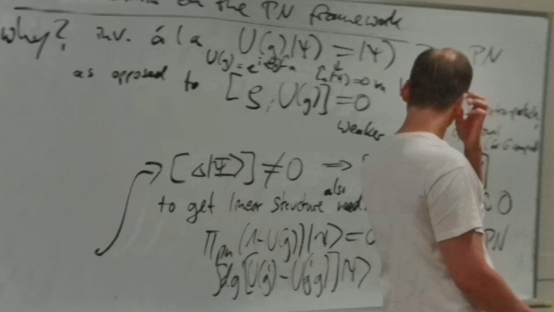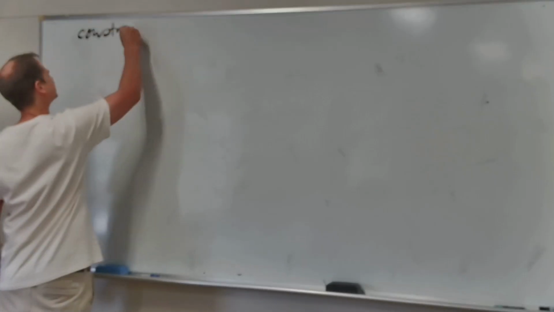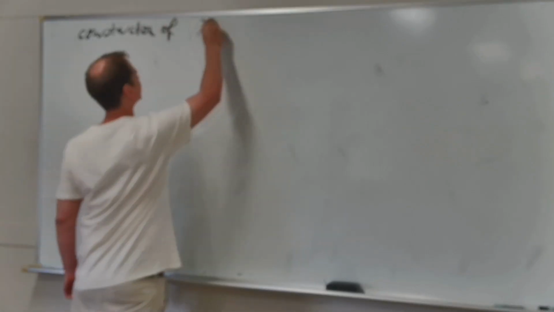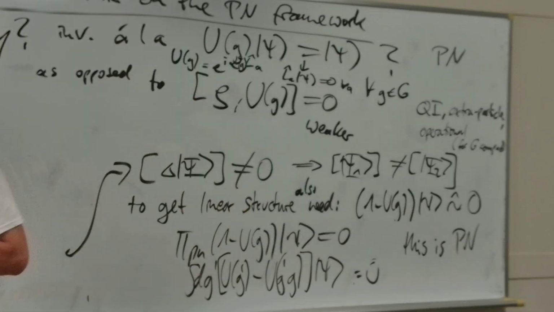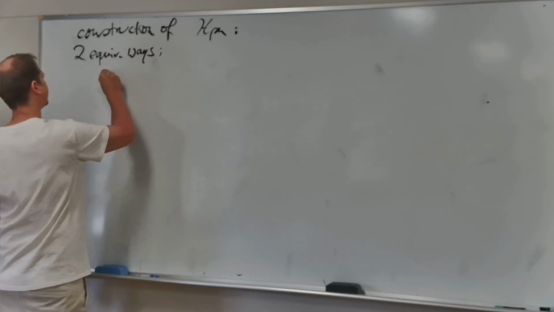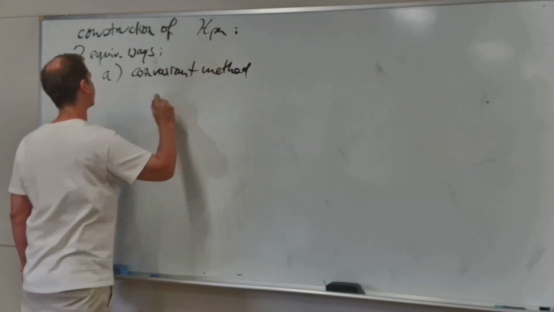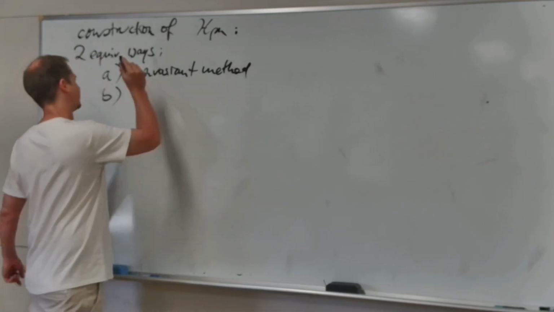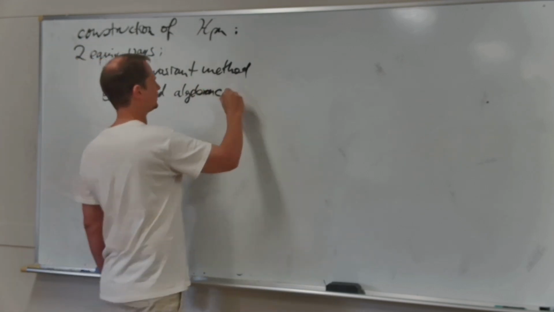Okay, so maybe let me just say this, because the construction of HPN. There are at least two equivalent ways in which you can do it. One is called the co-invariant method, and the second is called refined algebraic quantization.